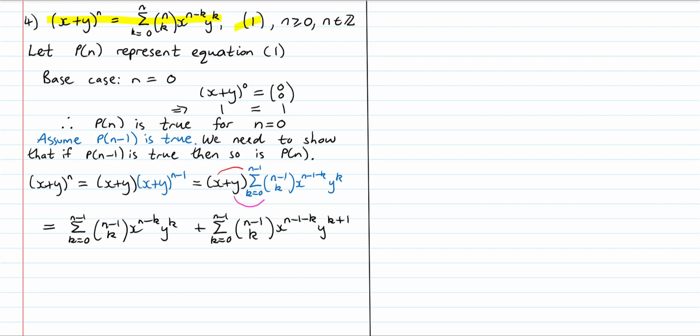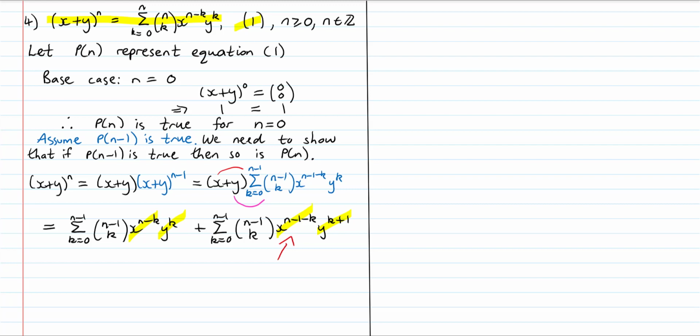So now we want to aim to try and write all this out under one summation symbol. So we're going to need to make sure the indices for our x terms are the same and the indices for our y terms are the same. So to do that, if we look at this term here, if we replace k by k minus 1, then we're going to get y to the power of k minus 1 plus 1, which is just y to the power of k, and our x to the power of n minus 1 minus (k minus 1), that's going to simplify down to x to the power of n minus k.